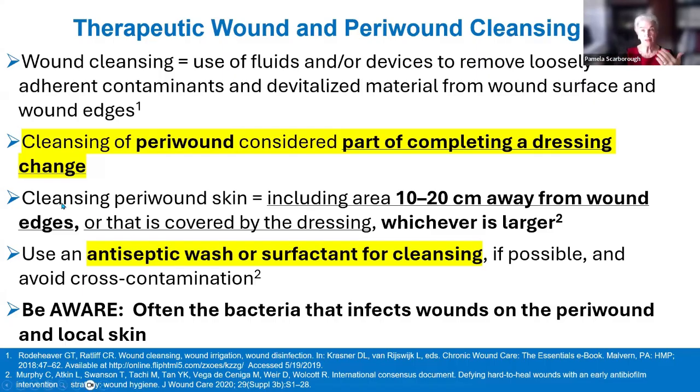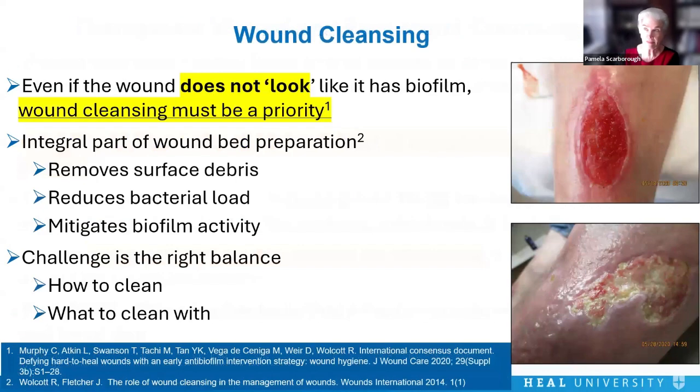So that's why the recommendation is that we cleanse the peri-wound skin at least 10 to 20 centimeters away from the wound edges. Further, if you're seeing evidence of contaminants or scales, those scales have to come off. So you want to use an antiseptic wash or a surfactant. We're going to talk about surfactants in a minute, if possible, to help avoid cross-contamination. And often the bacteria that infects that wound is on the peri-wound area and the local skin. Please remember that. Even if the wound doesn't look like it's clean, look at this wound.